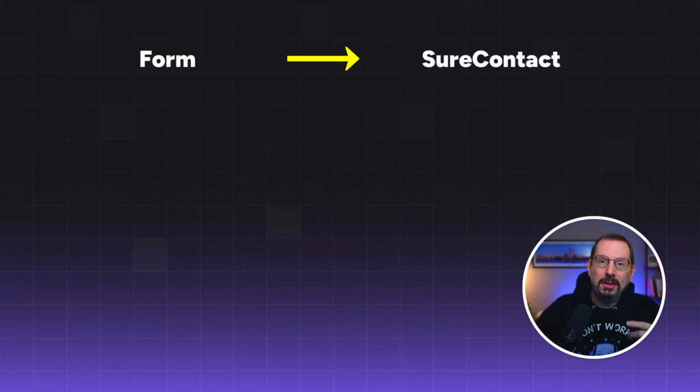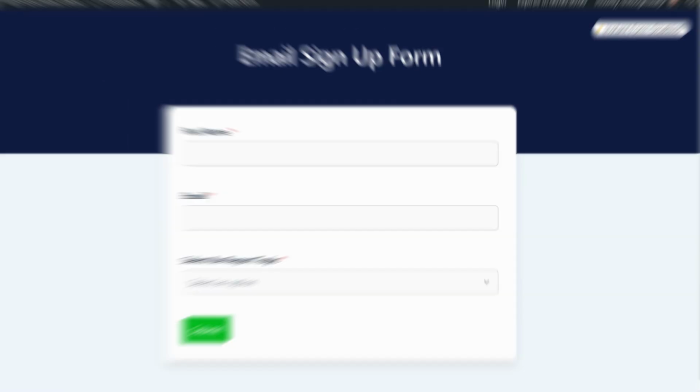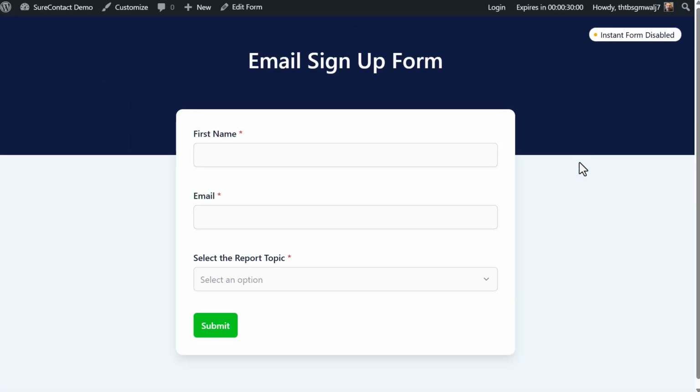So at a high level, here's what's happening. The form is submitted and SureContact starts the process. OttoKit does the heavy lifting, and then SureContact goes ahead and delivers the final email with a link to the report. So we'll start with a form built in SureForms. Here it is right here.